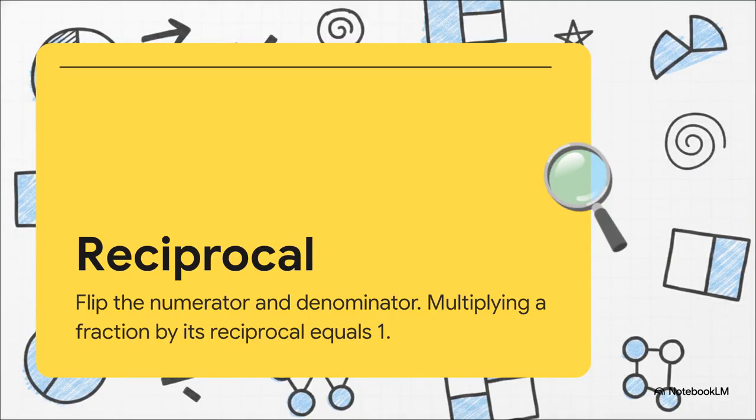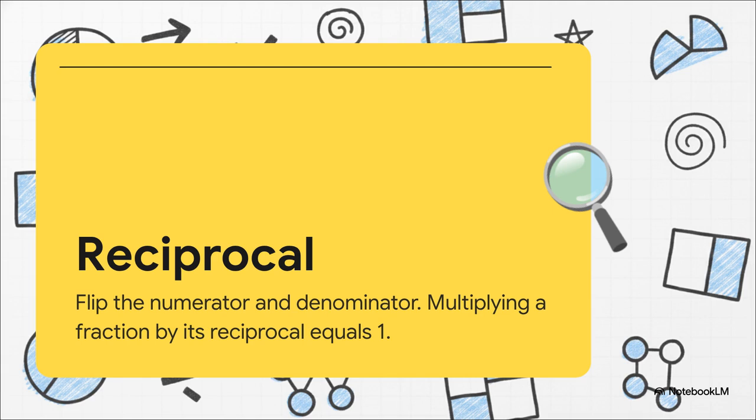Now, to unlock the secret of calculating this kind of fraction division quickly, we need a secret weapon. It's a concept called a reciprocal, and it is incredibly straightforward. You literally just flip the numerator and the denominator. So the reciprocal of 2/3 is 3/2. The reciprocal of 1/4 is 4/1, or just 4.